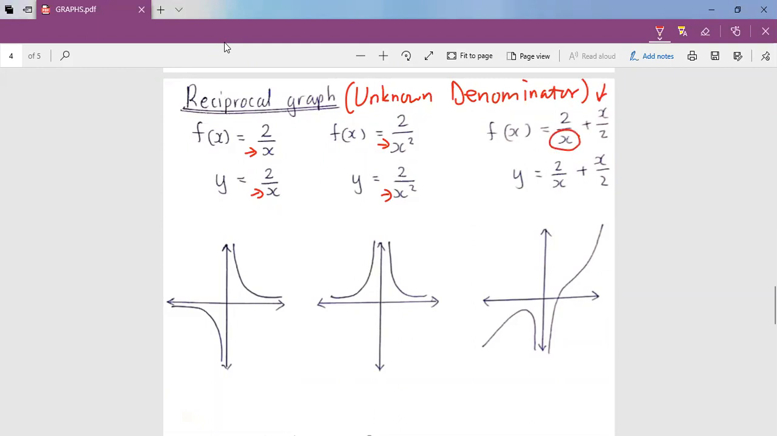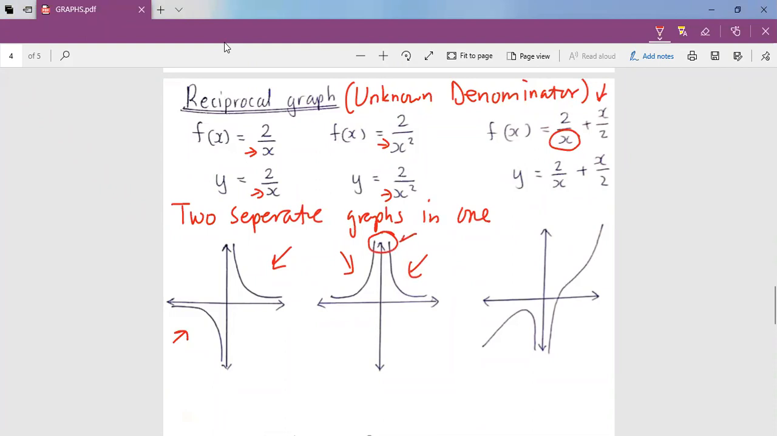Now, the reciprocal graph is a very interesting graph. This is a graph which is in the nature of having two graphs in one, right? We have two separate graphs in one. Why? Because at a point, these graphs don't meet. As you can see here, this part is alone, this part is alone. So for a reciprocal graph, you must always ensure you have got two graphs in one. See, this one and this one, they don't meet. Never join them there.